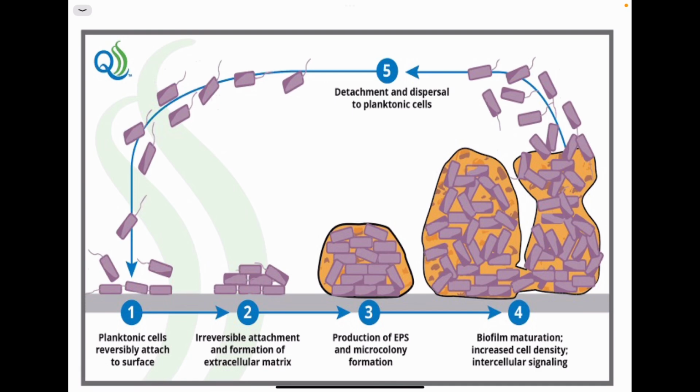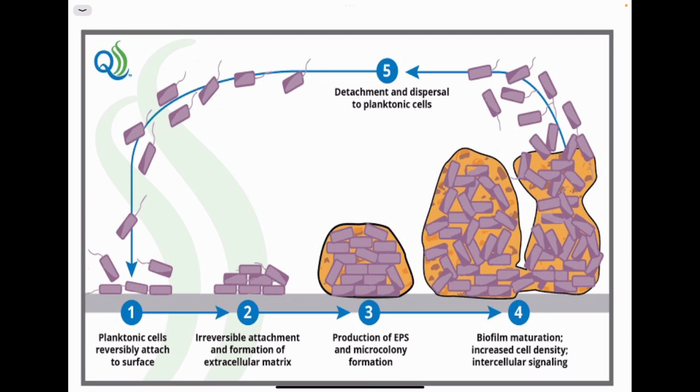So this is a schematic representation of the various stages in development of a biofilm, right? In the first stage we can see there is attachment of the planktonic bacteria to the surface of the tooth. Now this is a reversible stage, right? The next stage is irreversible attachment and formation of the extracellular matrix. This extracellular matrix basically protects the bacteria from the enzymatic action of saliva.